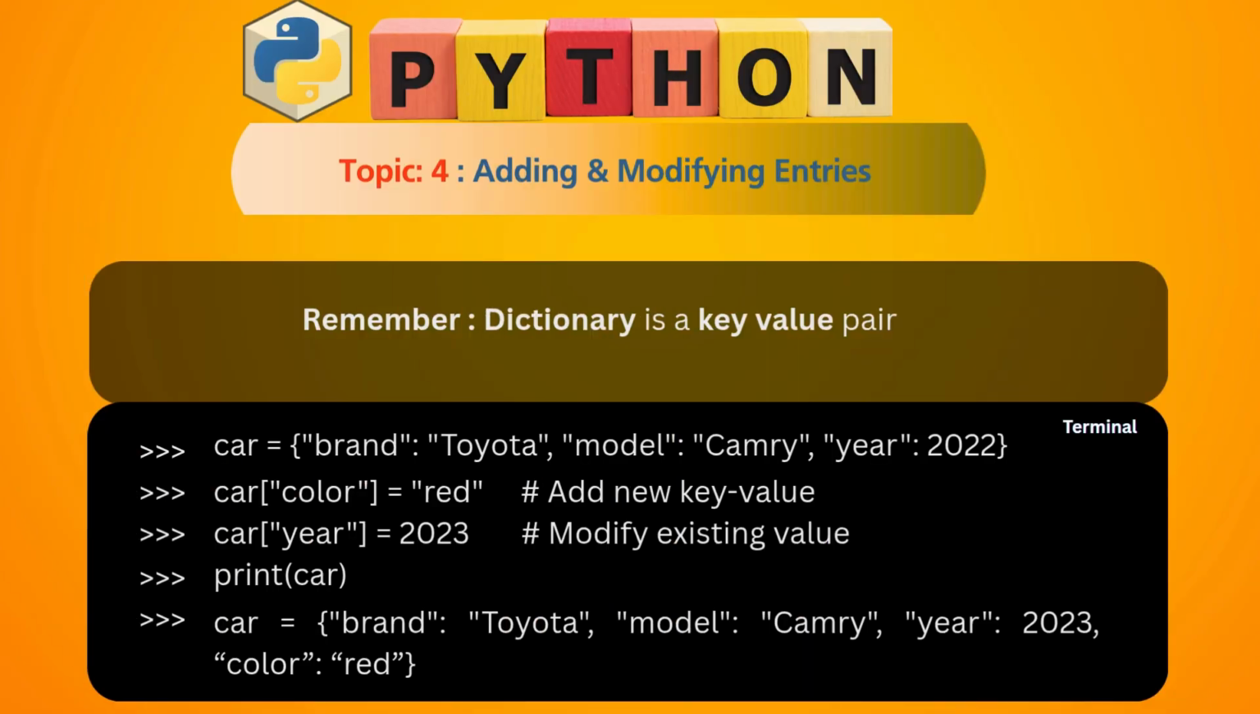Adding and modifying entries. Simply, you can add by declaring one variable and you start filling the data. Key value, like car equal to brand: Toyota, model: Camry, year: 2022. And further, if you want to add more, like color equal to red, car year equal to 2023, like that you can add. These are the ways you can add the data.